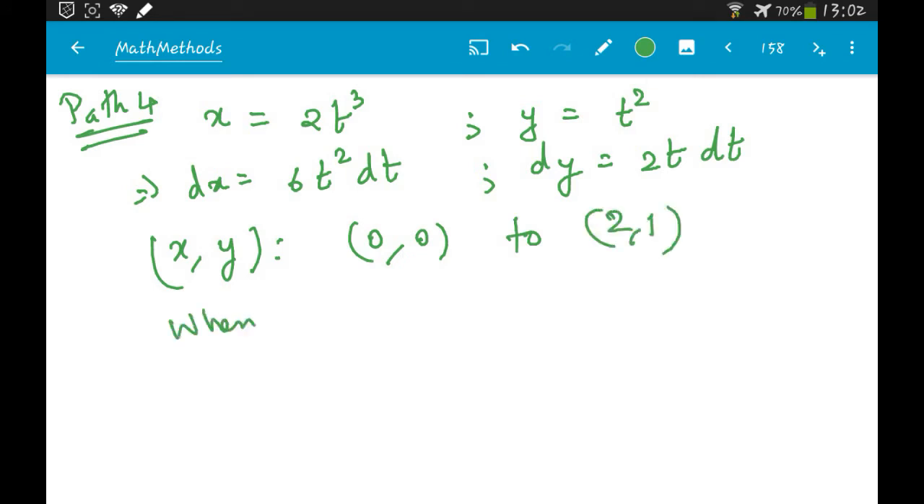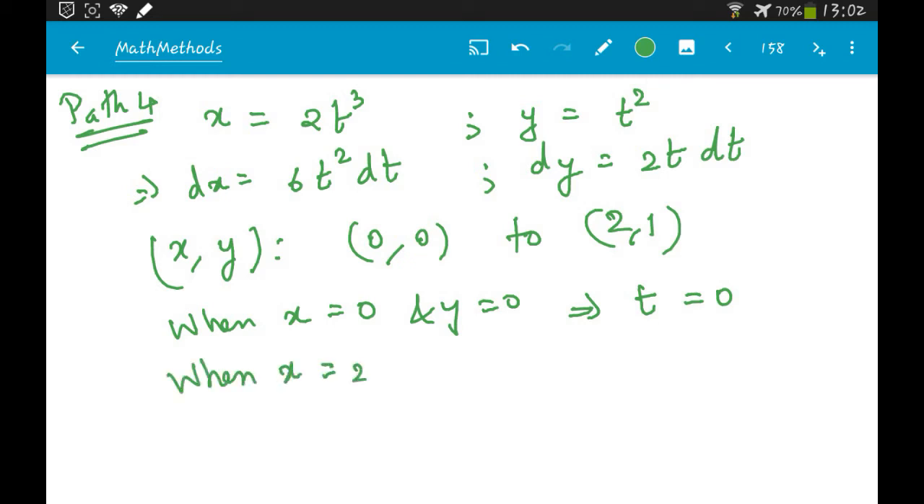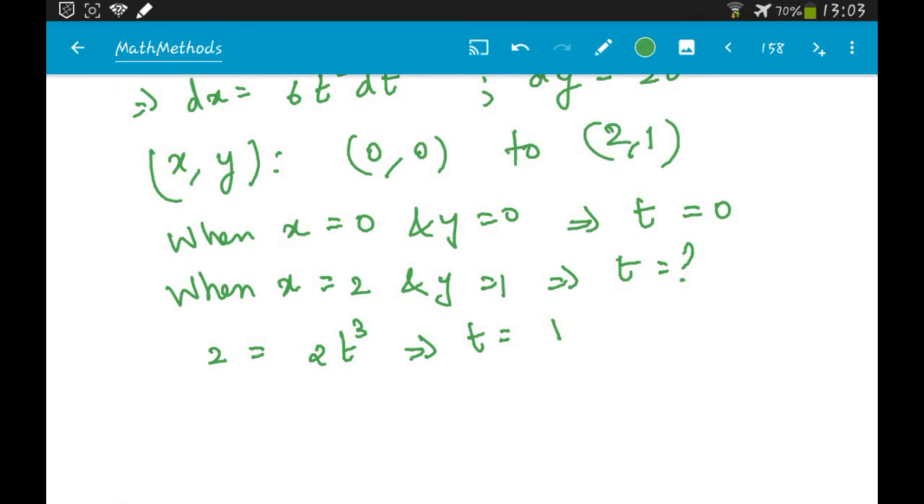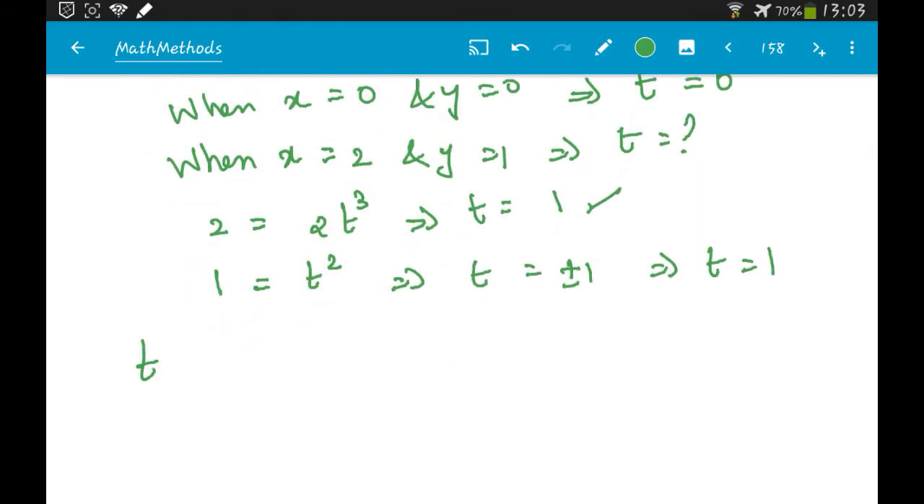So when x is 0 and y is 0, then t will be 0, right? You can just check here. And when x is 2 and y is 1, what will t be? You can calculate, right? So x is 2, t cube is 2, so t is 1. And when y is 1, this is t square, so t is again plus or minus 1. But since t is 1 here, therefore t will be 1. So essentially t is going from 0 to 1.